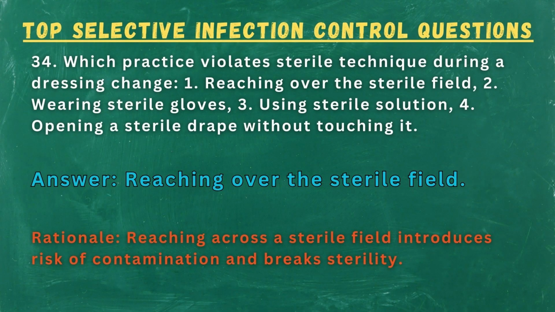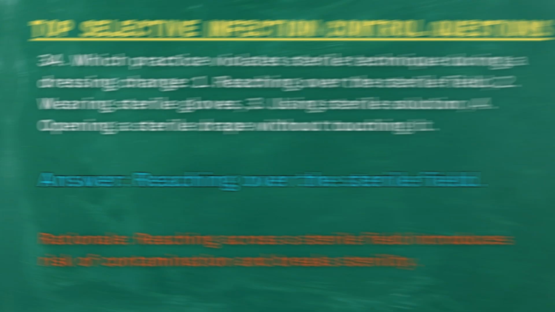34. Which practice violates sterile technique during a dressing change? 1. Reaching over the sterile field. 2. Wearing sterile gloves. 3. Using sterile solution. 4. Opening a sterile drape without touching it. Answer: Reaching over the sterile field. Rationale: Reaching across a sterile field introduces risk of contamination and breaks sterility.